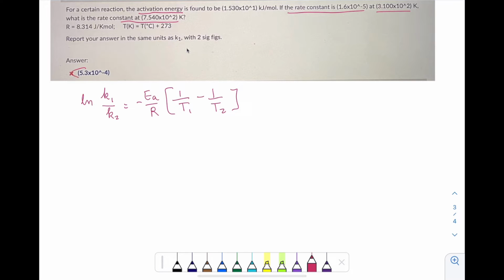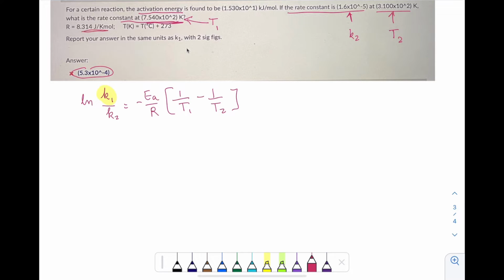We've got the right answer pulled up here for this particular set of numbers just to make sure I'm doing it right. So we're wanting to know the rate constant at this temperature, so what we're solving for is one of our K's. I'm going to call that K1, which means that temperature is T1. That means this K is K2, and that temperature is T2. Which set you call 1 and which you call 2 doesn't matter as long as you keep the set together.